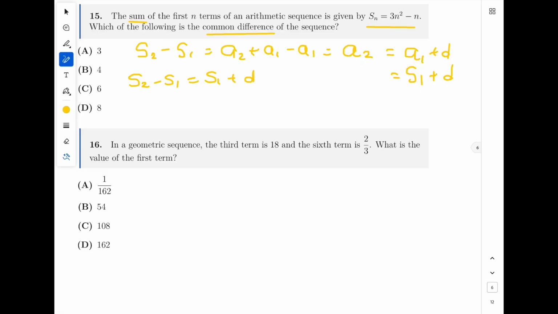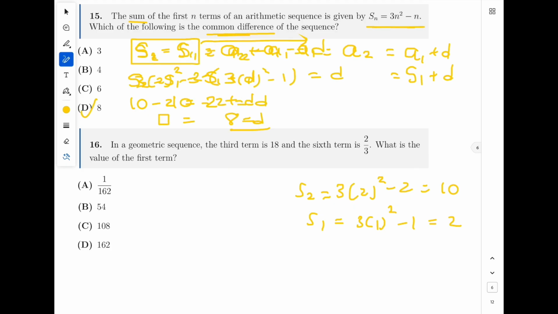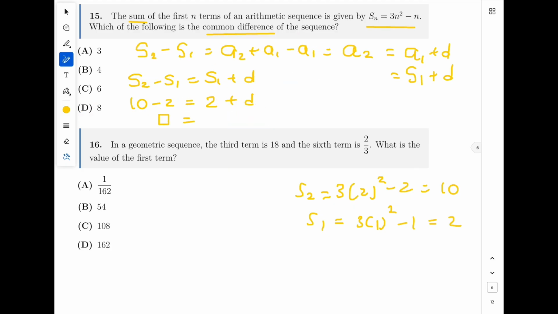Now what is S2? S2 is 3 into 2 square minus 2, which is 12 minus 2, 10. This is S2. And S1 is 3 into 1 square minus 1, which is 2. So this should be 10 minus 2 is equal to 2 plus D, which is 8 is equal to 2 plus D, and this implies that 6 is equal to the common difference. So option C is your correct answer.